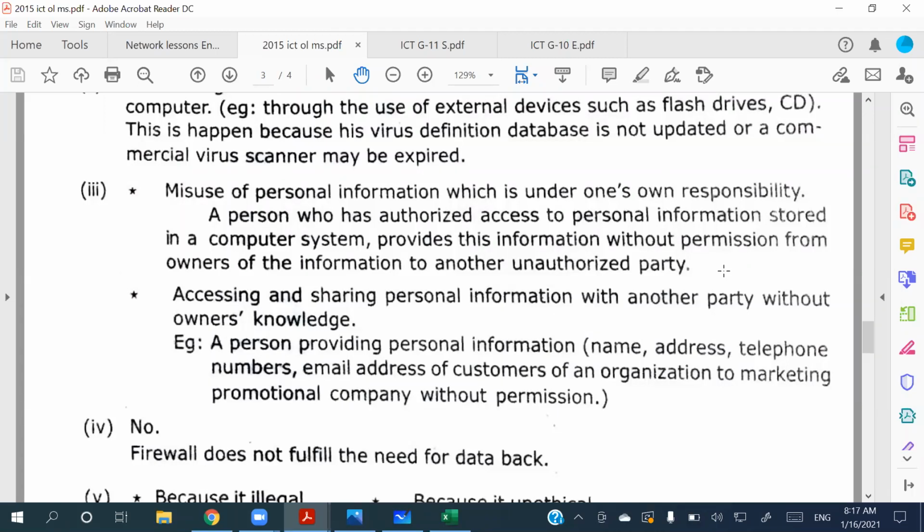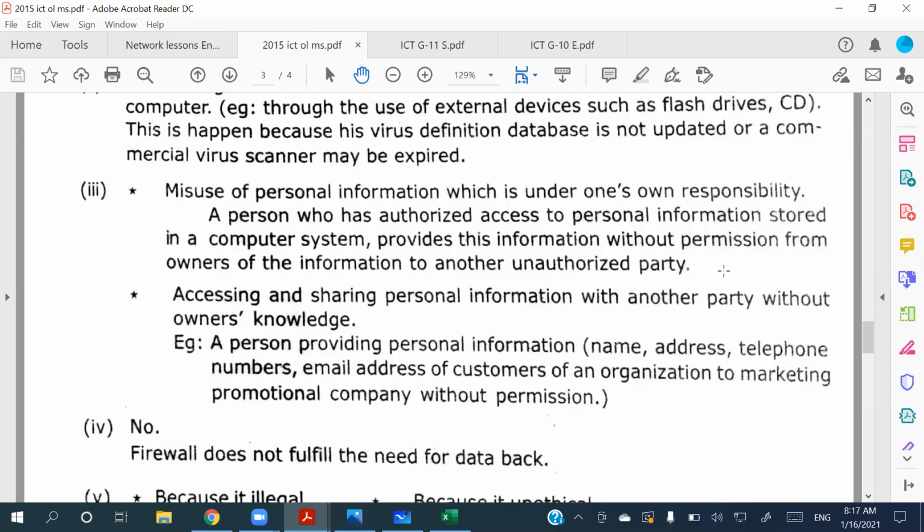Again, there is a person who has been given the authorization to refer to personal information. Like, think of a hospital where patient details are kept. The operator who is doing that has the authorization to access those data, and without the permission of the relevant people, he hands them over to an insurance company, which is an unethical thing.